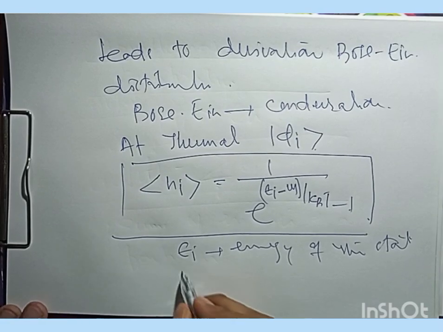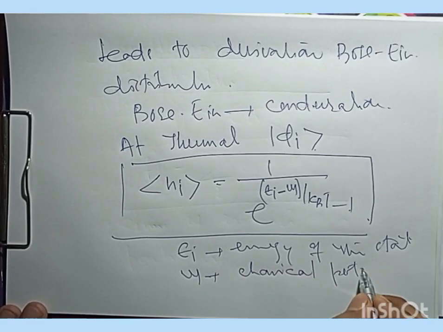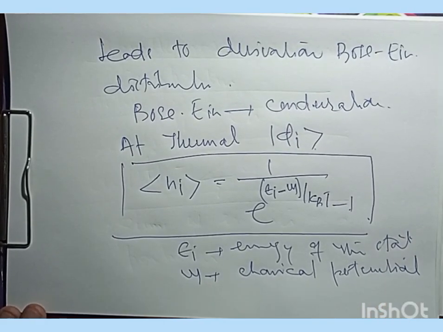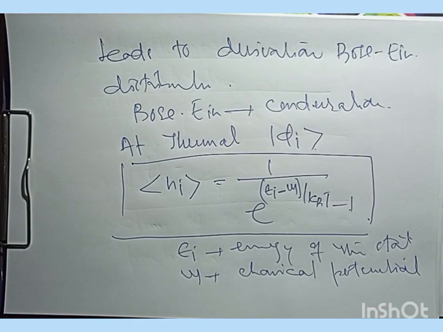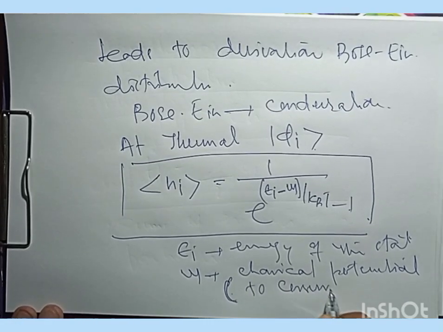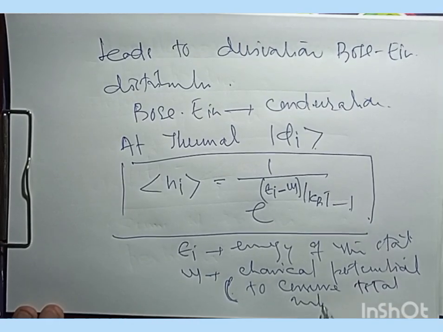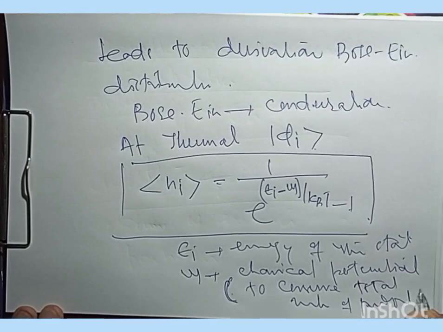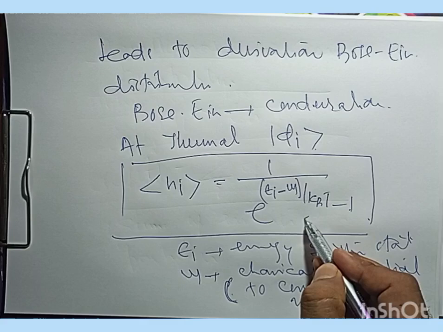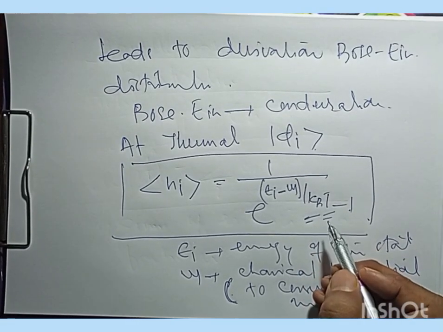And this mu is called the chemical potential. You have done it in the course of statistical mechanics. This mu adjusts to conserve the total number of particles. And k_B is the Boltzmann constant, and T that we have here is the temperature.